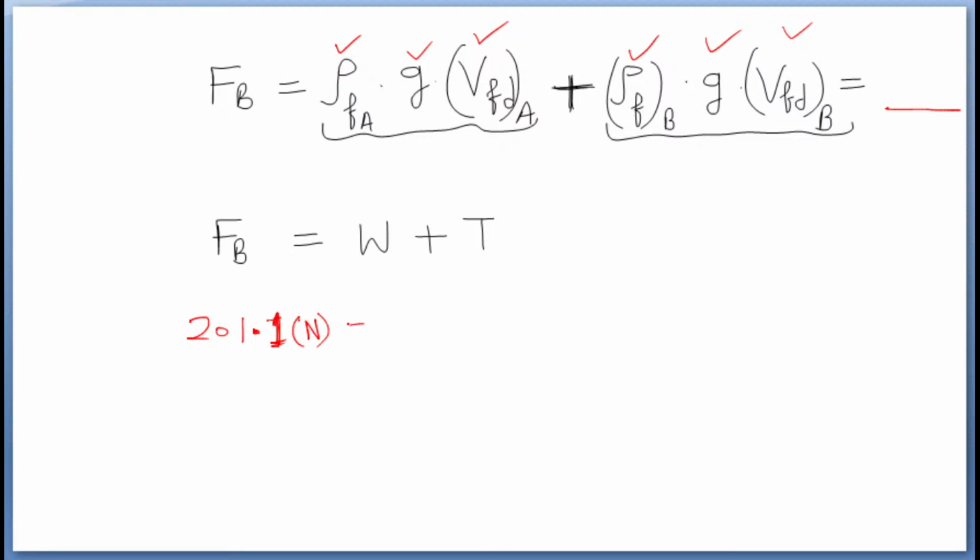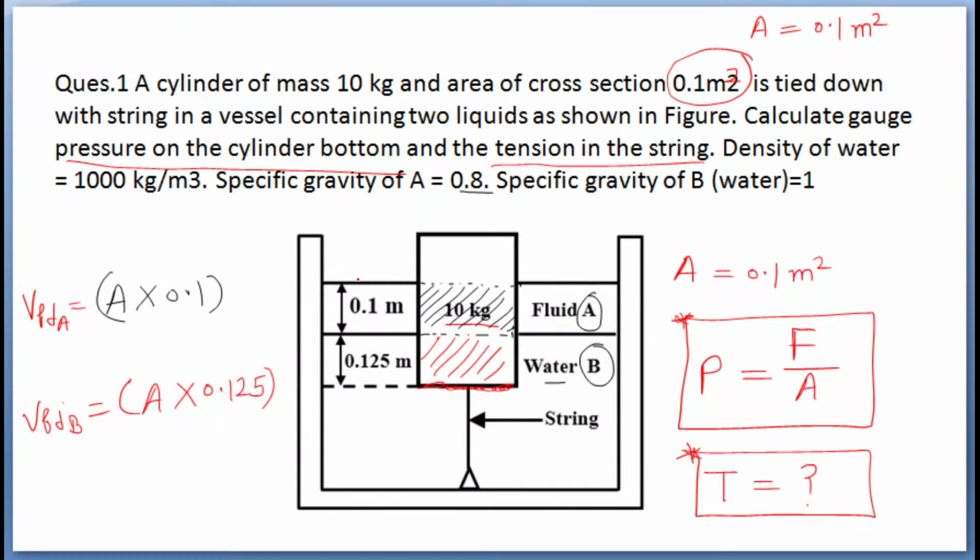This is in Newton. Equal to, what is the weight of the cylinder? Very simple. W equal to mg. This is very simple because you are all aware that our earth attracts us with the help of gravitational force, and the value of gravitational force is m into g. That is the weight of the body. So this is m into g. Mass is given. Look, mass is given. Very good. Everything is given in the question.